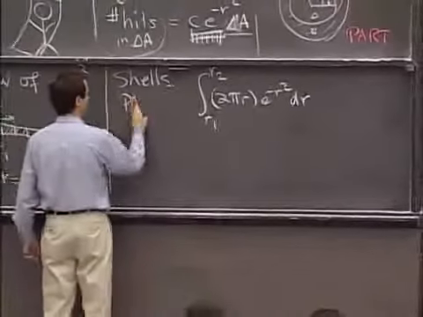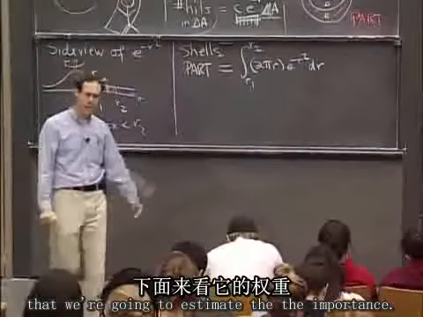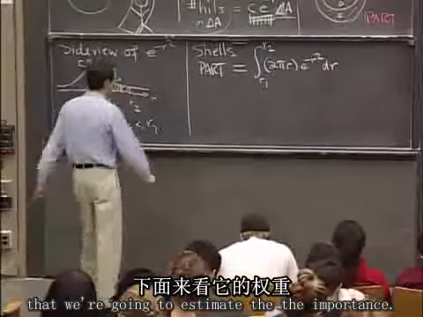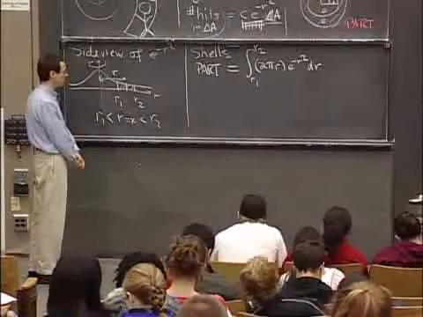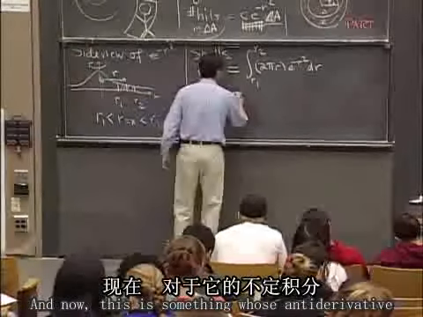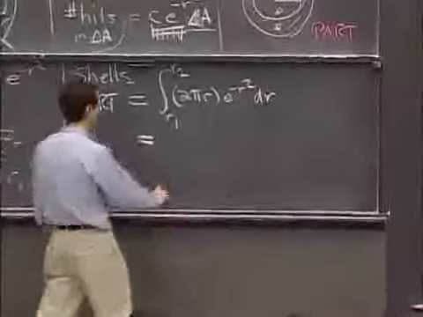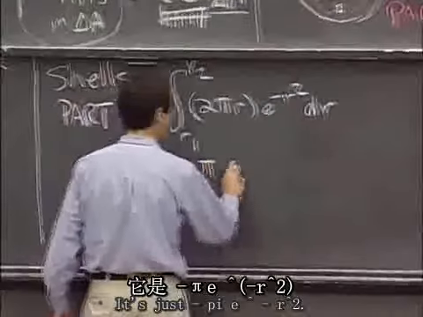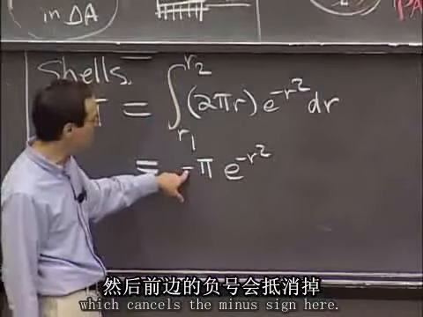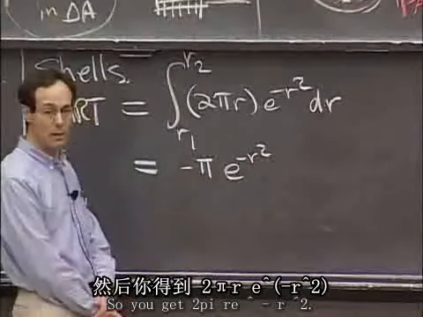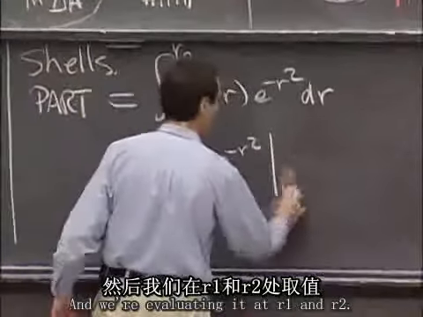All right? This is going to be our chunk for now that we're going to estimate the relative importance of. And now this is something whose antiderivative we can just do by substitution or by guessing. It's just minus pi e to the minus r squared. If you differentiate that, you get a minus 2r, which cancels the minus sign here. So you get 2 pi r e to the minus r squared. So that's the antiderivative. And we're evaluating it at r1 and r2.